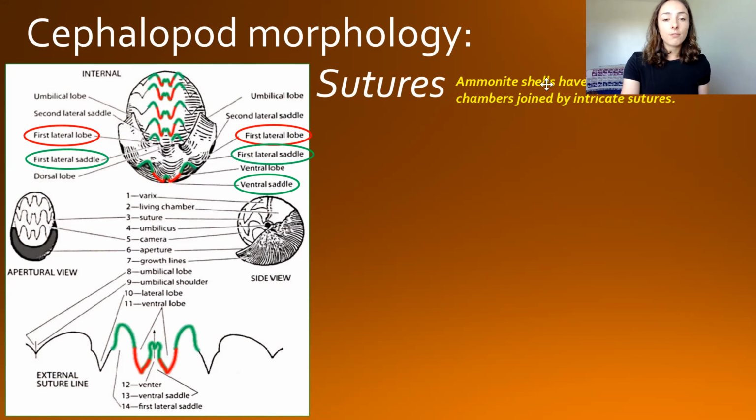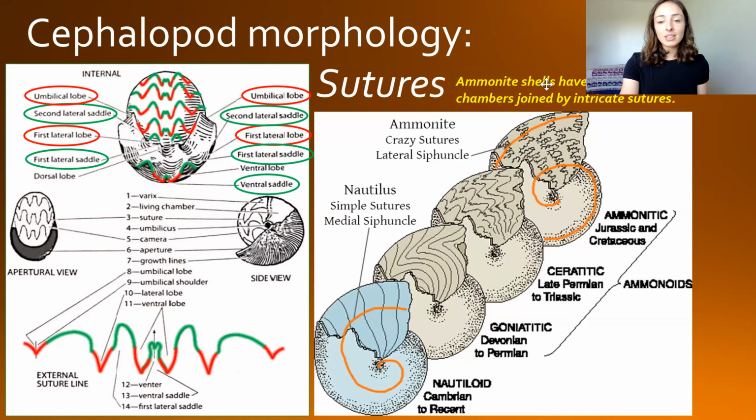Then we have the first lateral saddle pointing toward the head again. Then the second lateral lobe, then the second lateral saddle, and so on until you get to the umbilical lobe, which is the last lobe of the structure as that gets to the center of the shell, or the umbilicus of the shell. So now let's look at some different types of suture patterns in ammonoids throughout time.